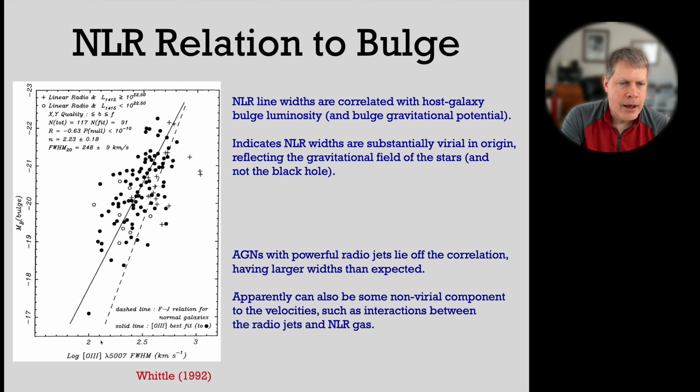So in other words, you get a broader line profile at a given fixed bulge luminosity for the systems that have powerful radio jets. That is taken to be evidence that apparently there can also be some non-virial component to the velocities, such that, for example, interactions between powerful radio jets and NLR gas may cause additional motions of the narrow line region in some cases. This is pretty good statistical evidence that something like that is probably going on.